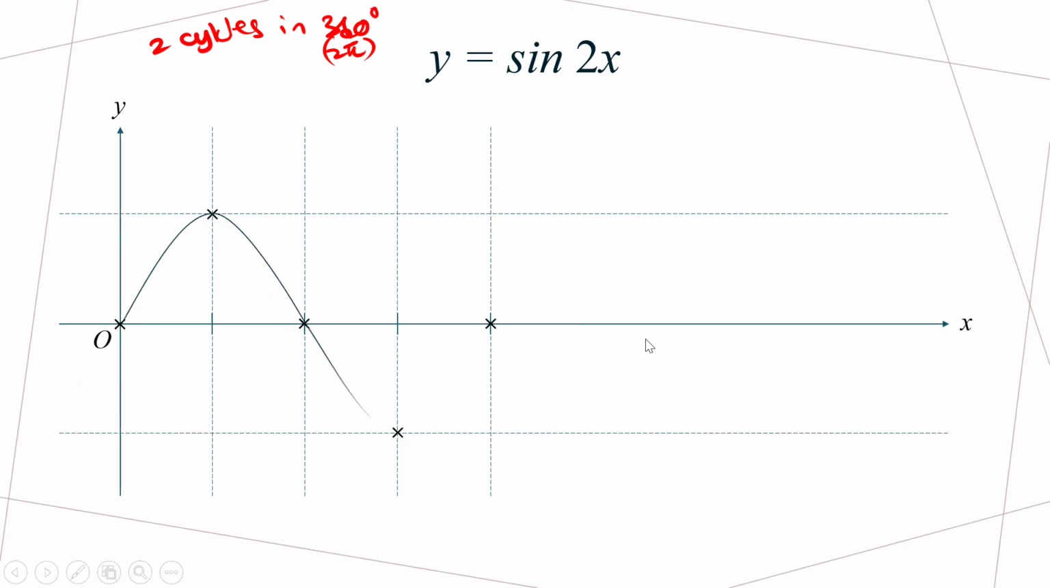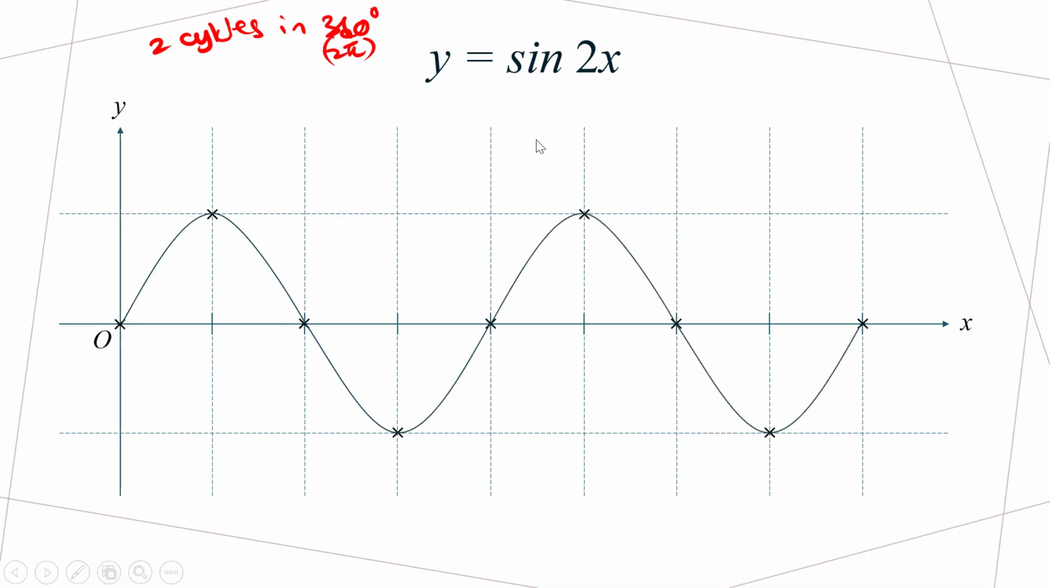Draw another 4 quadrants, really copy paste: 0, maximum, 0, minimum, 0. Then join together. Isn't it 2 cycles in 360? Therefore, now you mark down that the amplitude is 1. Now you mark down 360 here, half of it 180, half of that 90, and 270 is here. Do you need to mark these down? When you don't have time, you don't have to.